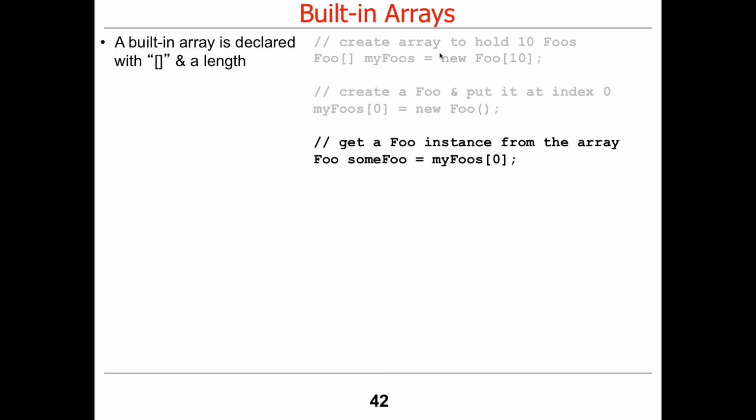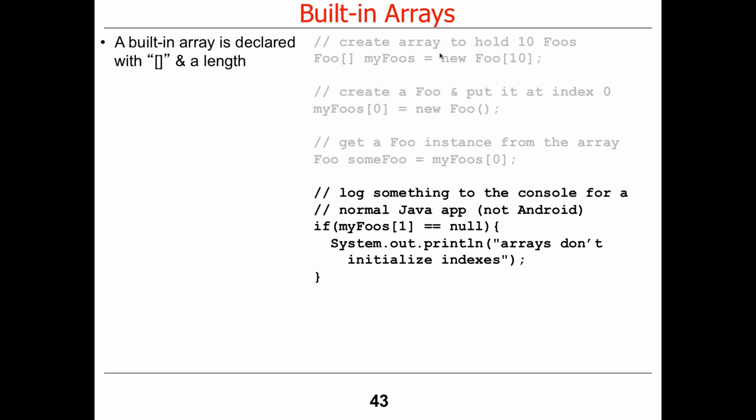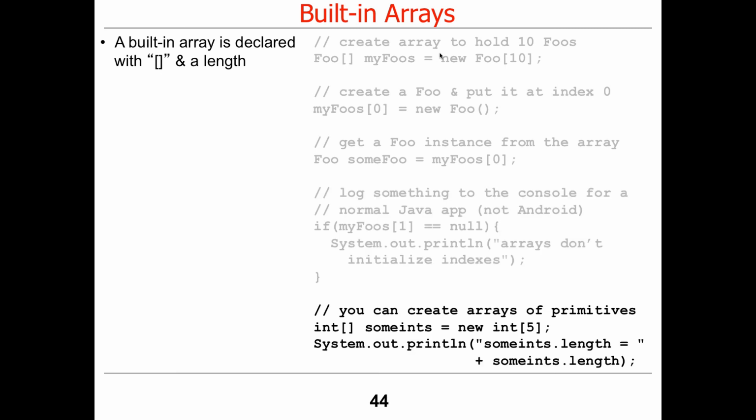And then once we've done that, we can go ahead and read the value here. So we can get back a Foo from myFoos sub 0, because we've already assigned it there. And then if you check for a Foo that we have not yet initialized, it will start out with null. So it doesn't have uninitialized values, but they're not initialized to anything other than null. And you can also, of course, create arrays of primitive types, as well as user-defined or library-defined types. So here's an array of 5 ints.